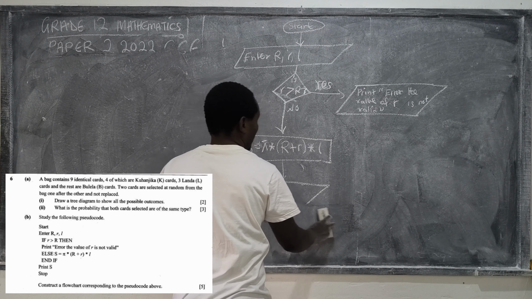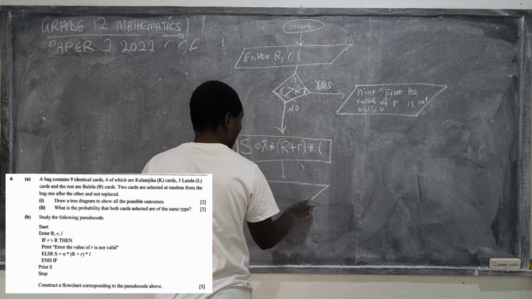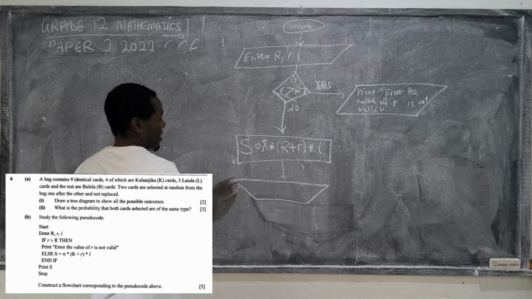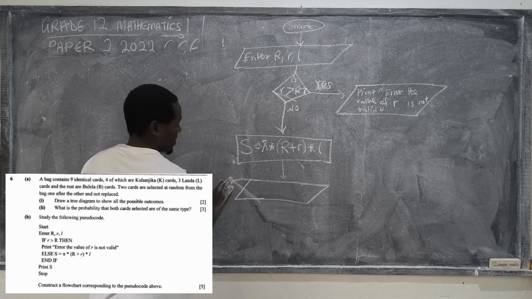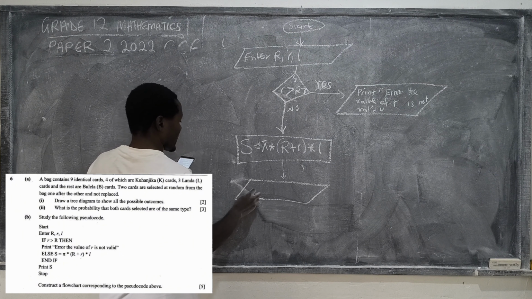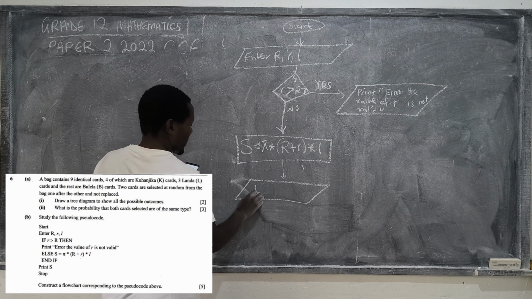So you're going to say print S, and then from there you say stop. Done. You have your 5 marks. That's how simple it is. Question 7 now, section B.